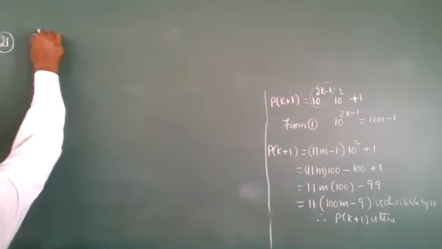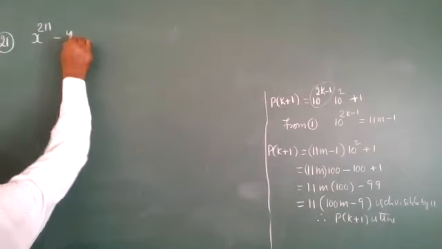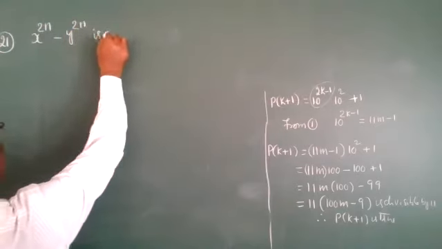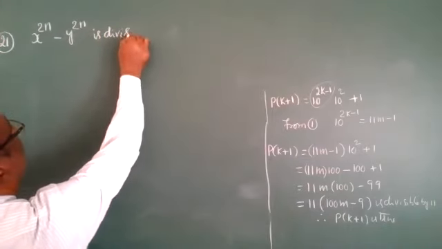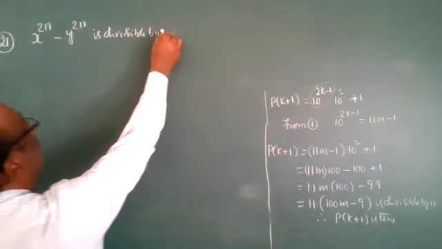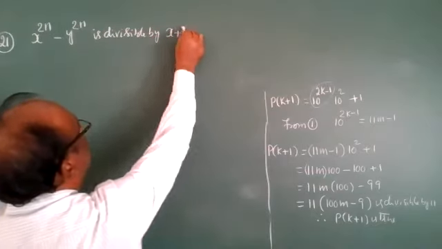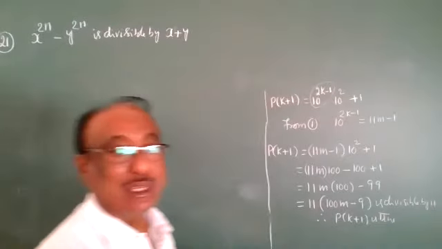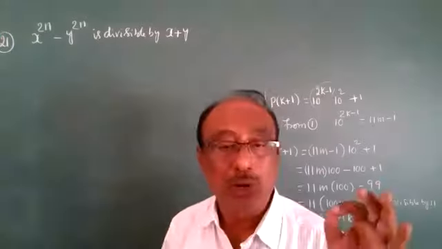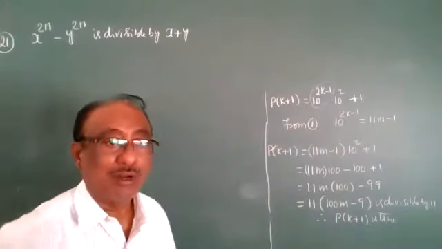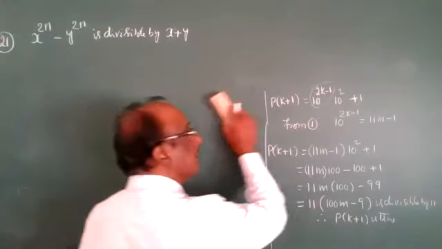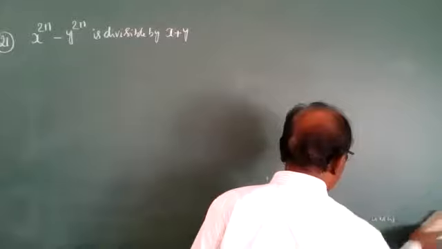x power of 2n minus y power of 2n is divisible by x plus y. Divisible means x plus y is one of the factors. Right. Everyone work out step 1 and step 2 first.